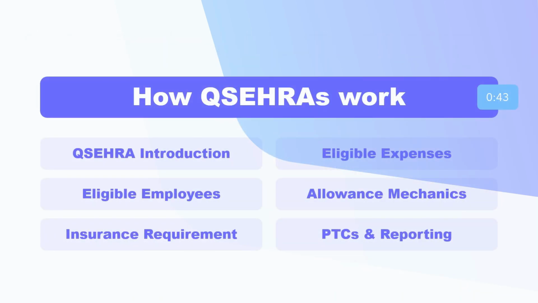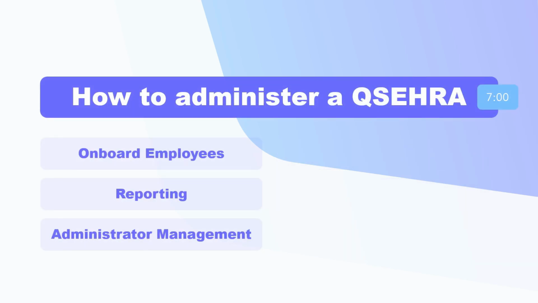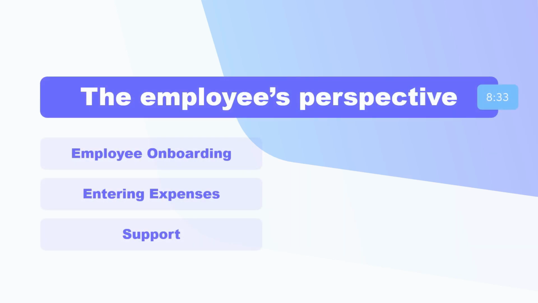The first section offers an overview of QSEHRAs and covers the key considerations for implementing a QSEHRA compliantly. The second section demonstrates how to create a QSEHRA with Salusion. As you'll see, it is straightforward and can be done in less than 15 minutes. The third section explains how to administer the QSEHRA. The final section describes the QSEHRA from the employee's perspective. Let's get started.